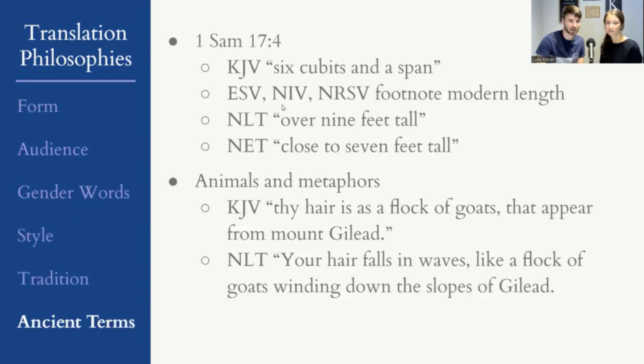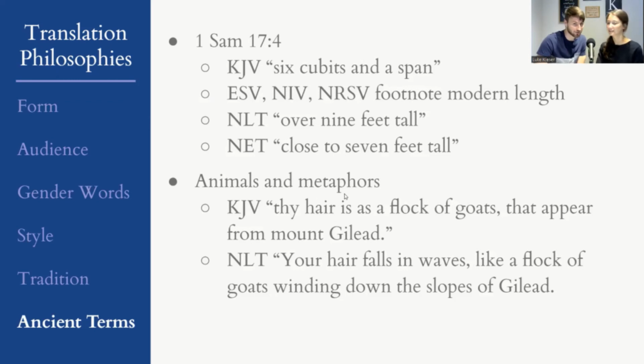Another one is what to do with ancient terms and metaphors. For example, Goliath was six cubits and a span. How tall is that? We don't know. So the NLT and NET again make it into English: over nine feet tall, and the NET says close to seven feet tall. Is that a manuscript difference? Yes, textual criticism. But the ESV and NIV put footnotes in. They have "six cubits and a span" because that's what the text says. They're trying to be formal, and then they put a footnote saying this is nine feet tall.